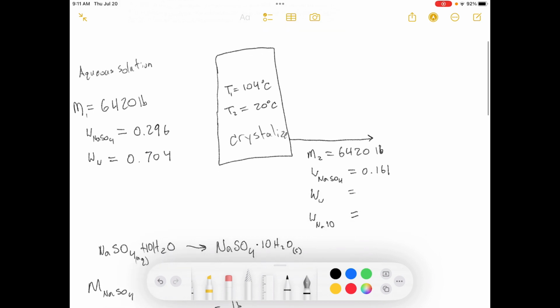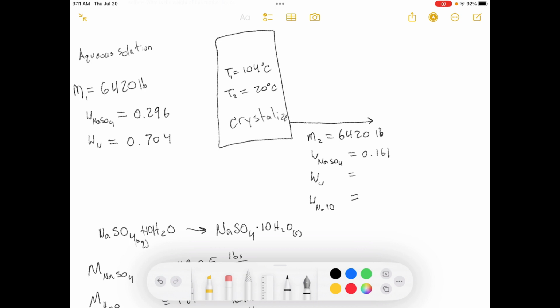All right, let's move on. We've got our problem statement basically written out here. We've got an aqueous solution with a total mass, and they gave us how much sodium sulfate was in it. Then 1 minus that is how much water is in it, because we're assuming we don't have any solids yet. Then we go from T1 to T2, and the stuff crystallizes. We still have the same mass, since we haven't lost any mass, we've just changed temperature. So the same mass going in is the same mass going out. But then they told us that we've got a certain amount of sodium sulfate here.